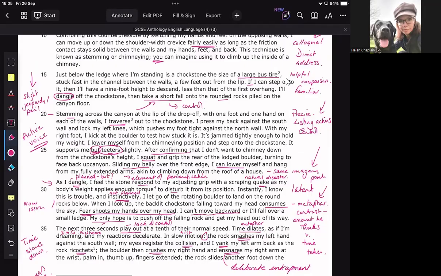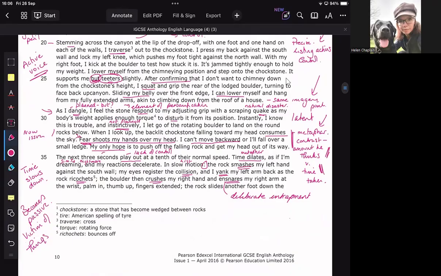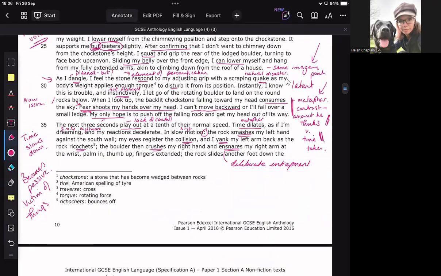If you look at the kind of number of things he thinks there, those longer kind of reflections, well, what I've got to do, got to do this. And then that quick fear shoots my hands over my head. Again, monosyllables. We've got this idea of a thought process which is taking a long time, and yet the time it's taking is absolutely tiny. This is the kind of thought of a nanosecond or so. Then he acknowledges that the next 3 seconds play out at a tenth of their normal speed.